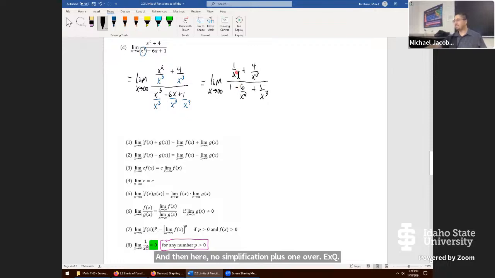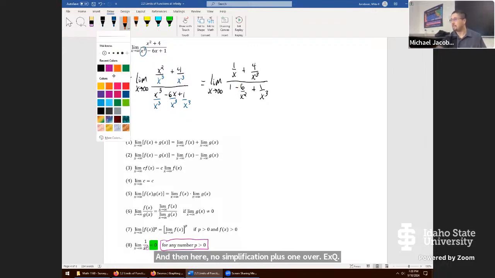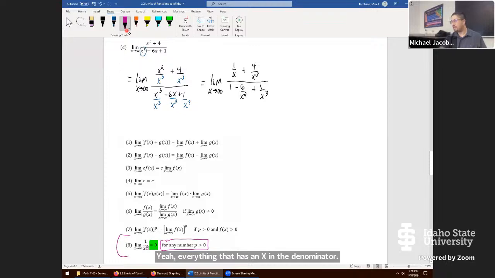Now, everything that has an x in the denominator now goes back to limit law number 8. Again, that's a pretty big workhorse for the limit laws in this particular problem. So on this one, x survives with a positive power. That's power 1 in the denominator. So this one's going to 0. Likewise, so is this. The power is even higher, so it goes to 0 even faster. Negative 6 over x squared is going to 0 as well. And so is 1 over x cubed.